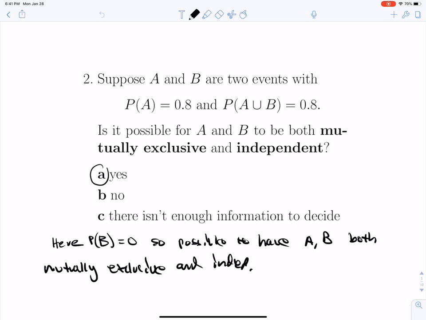Now, if you make the union 0.8 and probability of A being 0.8, then it is possible for A and B to be simultaneously mutually exclusive and independent, since in this case probability of B is 0. And so, as I said, the only way that you can have mutually exclusive and independent is when one of the probabilities is 0.